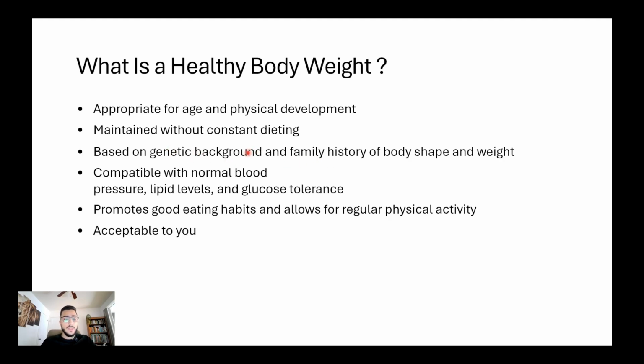It's based on genetic background and family history of body shape. So some people have genetic predispositions to gaining, let's say, or losing weight faster because they have a faster metabolism, or the opposite, right? So depending on that, that will determine what your healthy body weight is for you.